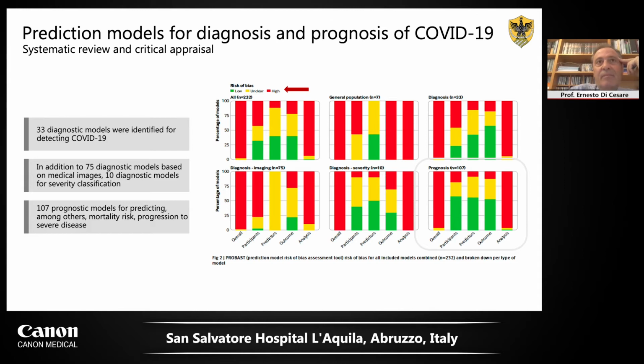Probably only few papers were classified at low risk of bias, and in this picture is evident in green.